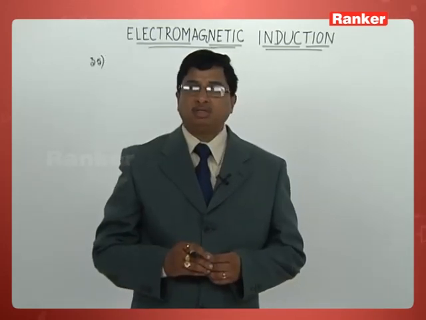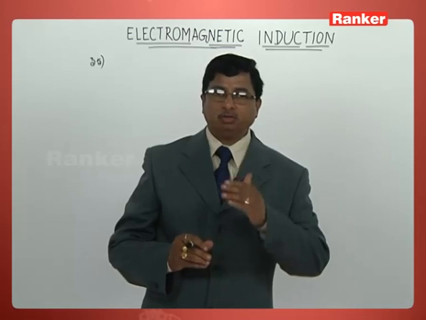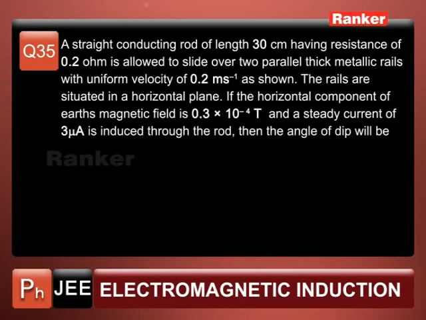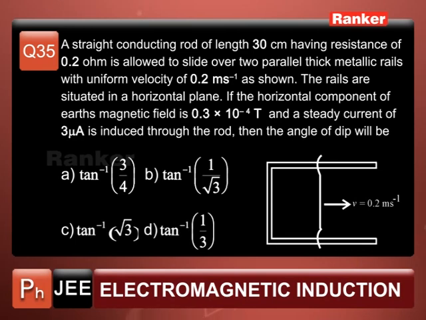See the problem number 35. One of the wonderful models once again in this order. A straight conducting rod of length 30 centimeter having resistance of 0.2 ohm is allowed to slide over 2 parallel thick metallic rails with uniform velocity of 0.2 meter per second as shown.